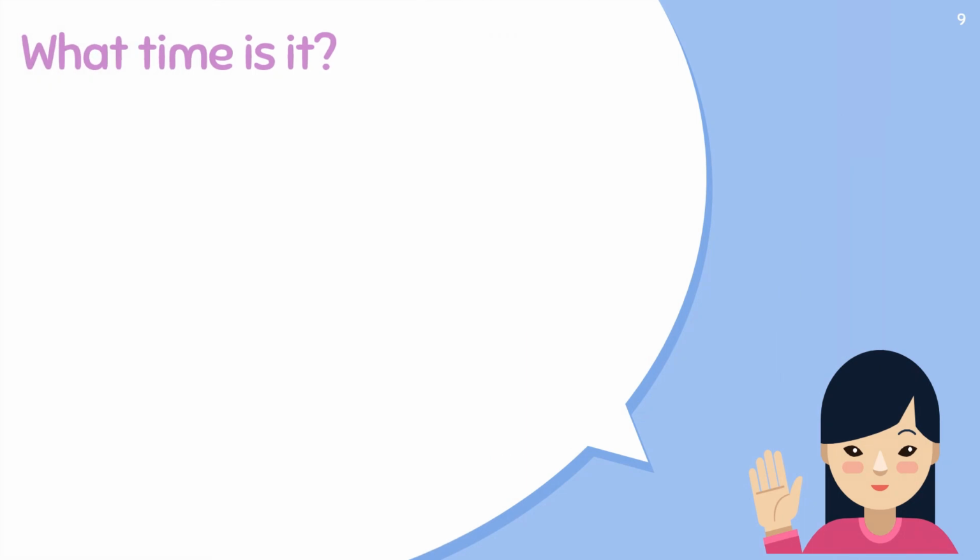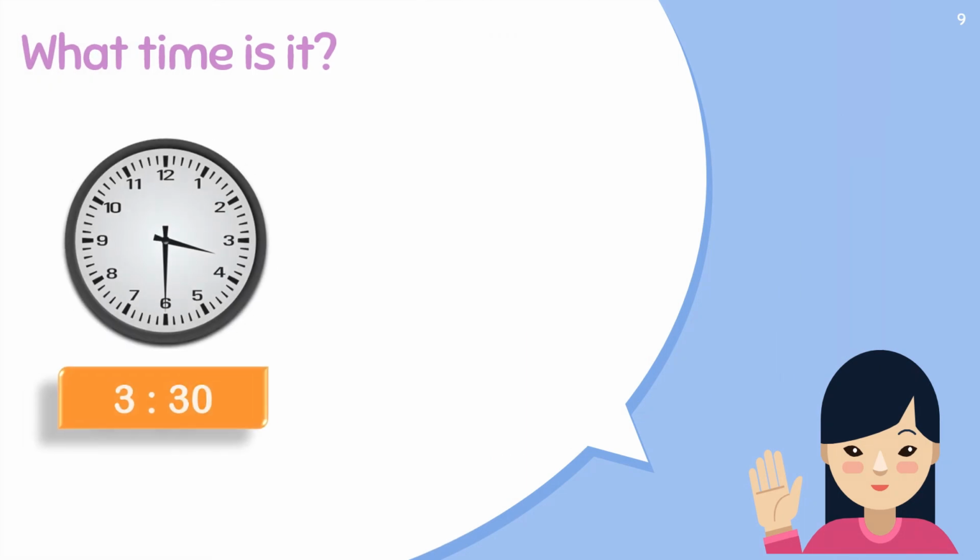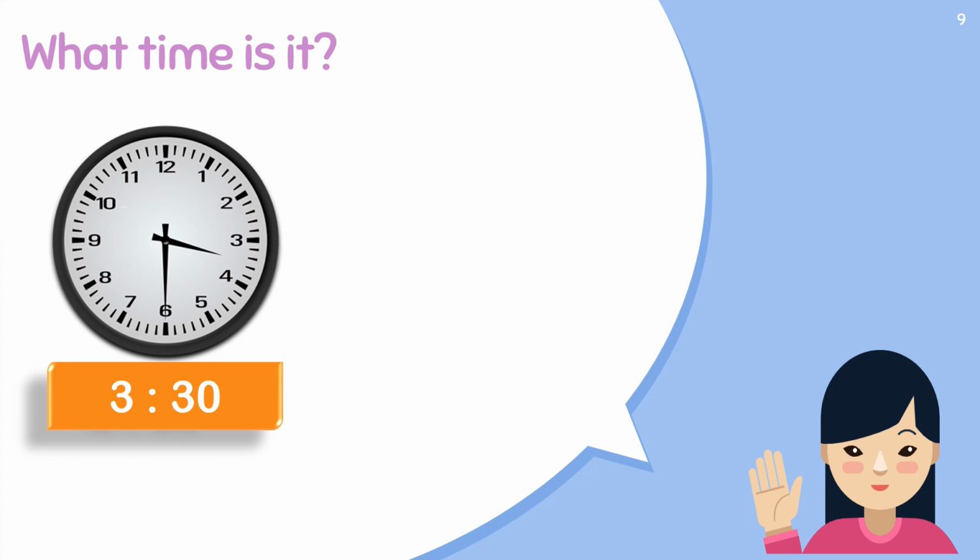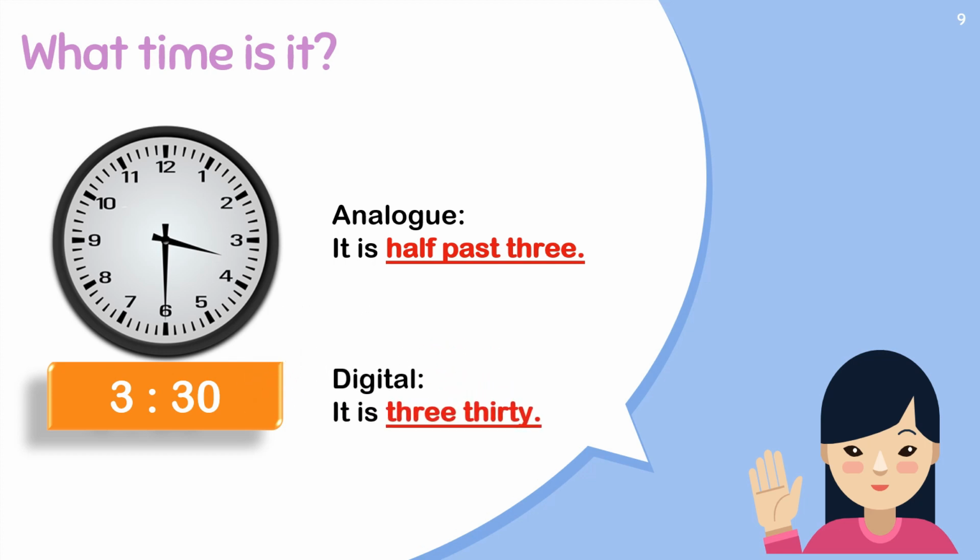Let's have an example this time. Let's answer together, students. What time is it? Okay, in analog please. It is half past 3. Great job. Now, let's say it in digital time. It is 3:30. Look, they are different, aren't they? If it is analog, you will read the minute first, then the hour. And for digital, you will read exactly the same as it shows on the digital clock itself.